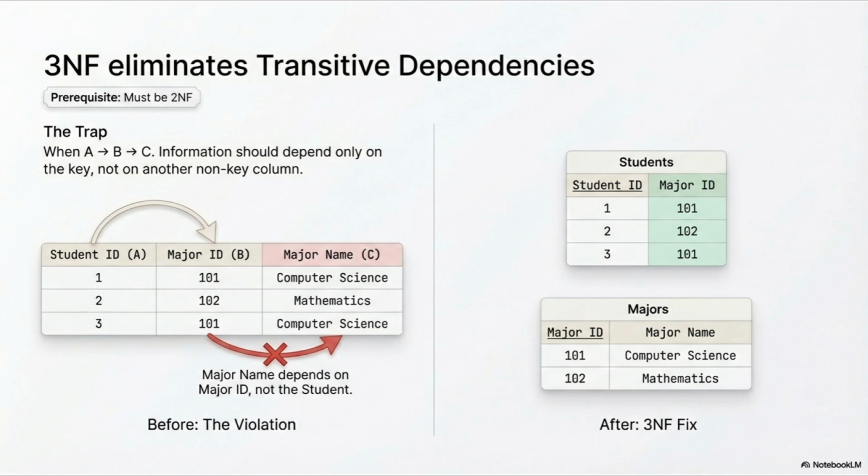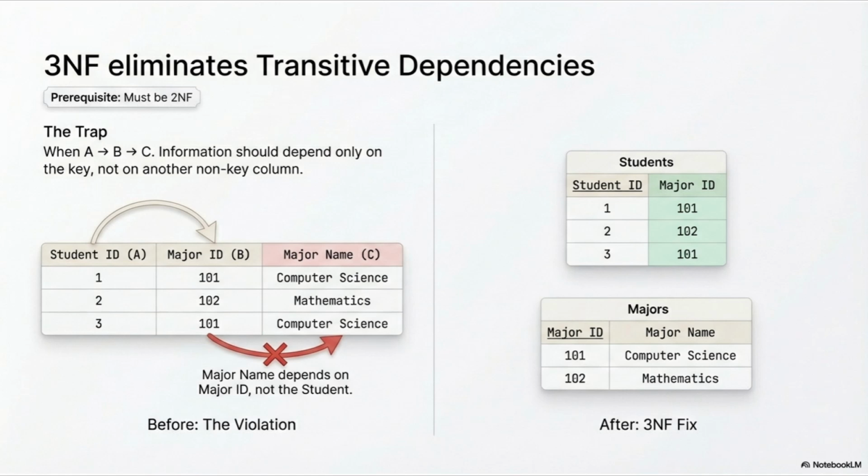Think of it like a game of telephone. A tells B and B tells C. So indirectly, A tells C. A to B to C. In databases, this happens when a non-key column depends on another non-key column. Let's look at a new example. Imagine a students table that has student ID, major ID, and major name.